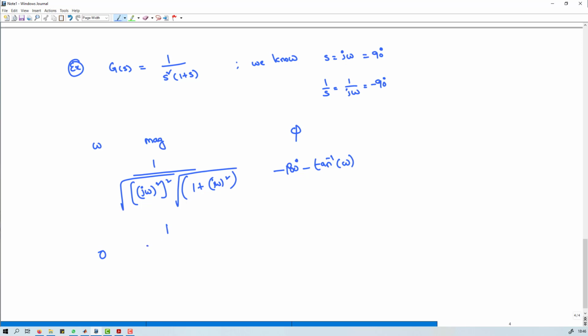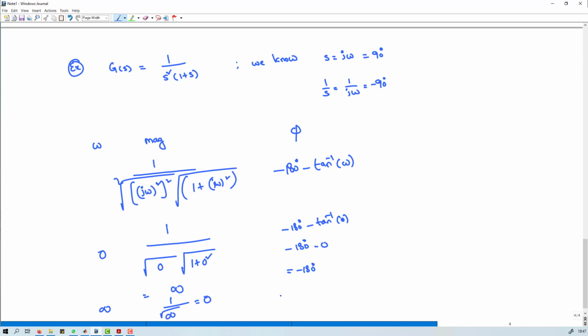So now let us substitute the value of omega as 0. By substituting omega as 0, 0 into anything is 0, so 1 by 0 is infinity. The angle is minus 180 minus tan inverse of 0. Tan inverse of 0 is 0, so minus 180 minus 0 is minus 180 degrees. So we have got the values at omega is equal to 0. Now omega is equal to infinity: 1 by infinity is 0, and the angle is minus 180 minus tan inverse of infinity. Tan is infinity when the angle is 90 degrees, so minus 180 minus 90 is minus 270.